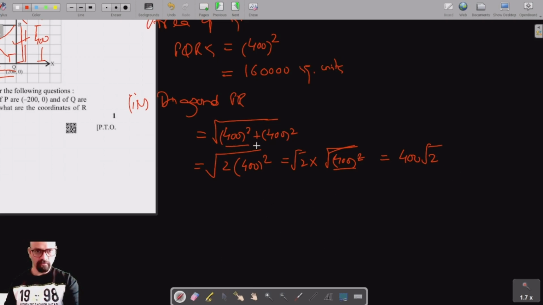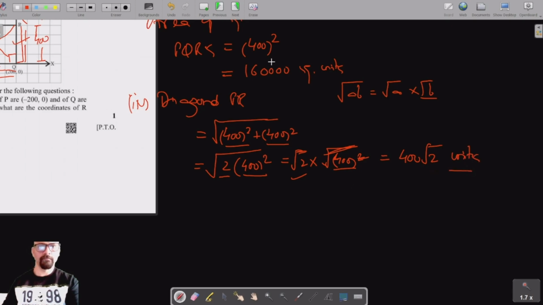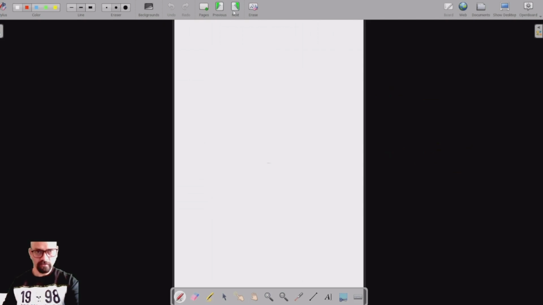So I have written 400 square as 2 times 400 square. And now this is of the form a root of ab, which can be written as root a into root b. Now root a is root 2 and root b is 400 square. Square root gets cancelled. So this 400 root 2 units is the length of the diagonal.